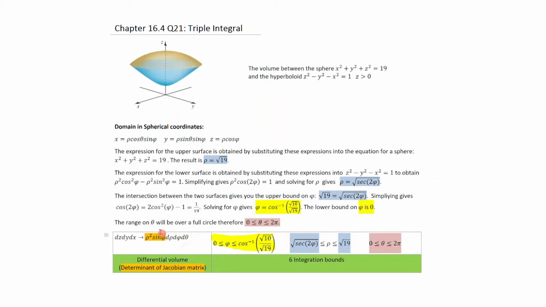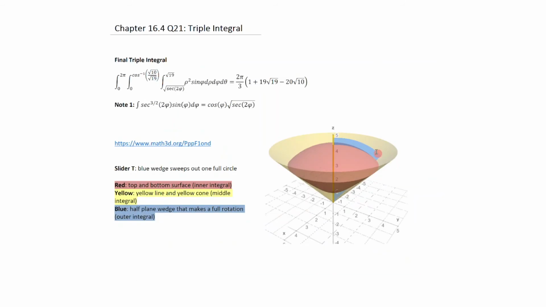So as before, the differential volume is this, and rho squared sine phi is the determinant of the Jacobian matrix. Just taking this information, the blues and the yellows, we have the limits on phi, the bounds on rho, and the bound on theta, so we can now put together the integral. This is what I've done here.